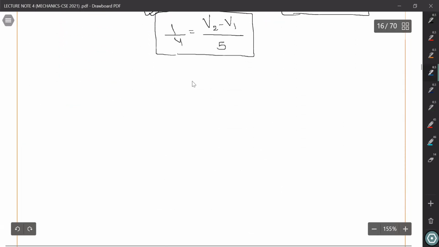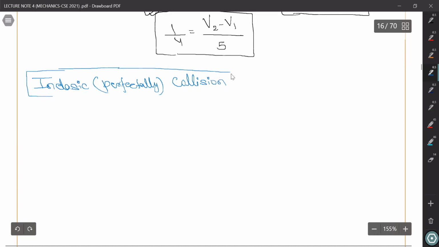Now come to the inelastic. If it's not given, then we have to consider inelastic as perfectly inelastic collision. So this we have to treat.